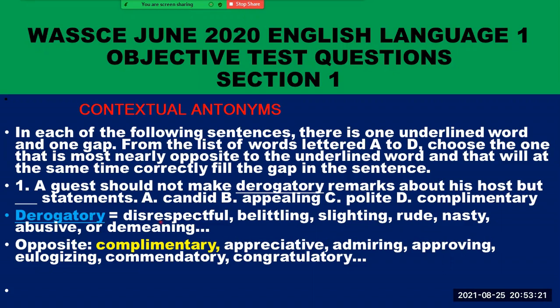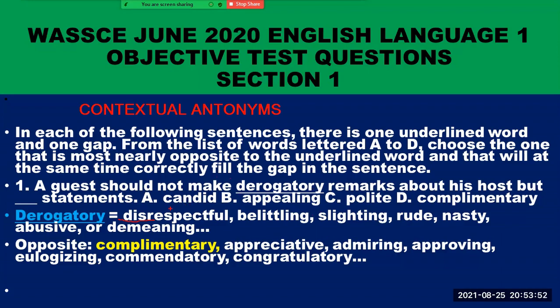The word derogatory means disrespectful or belittling or slighting, rude, nasty, abusive, or even demeaning. All right? So let's look at the word disrespectful. So in this case, a guest should not make disrespectful or abusive remarks about his host, but dash statements, you know. So in that case, we look at the options.